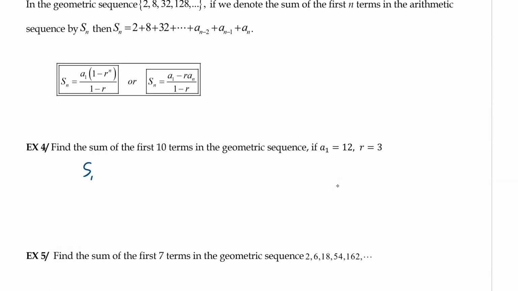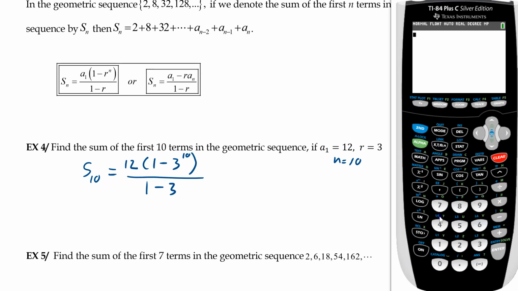So s sub 10 is our first 10 terms, and then we plug in 12 for a sub 1, plug in 3, and again our n here is 10. So you're just plugging these in. N is 10 into our formula over 1 minus 3. And then we take that and we plug it in our calculator.